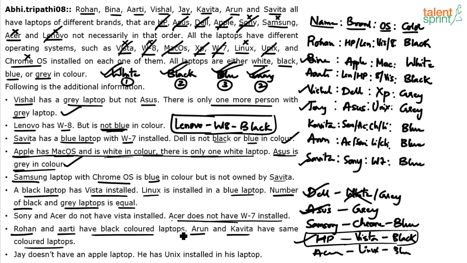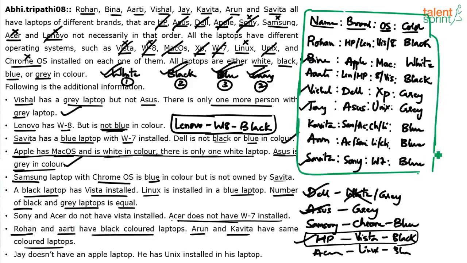That's also done. Rohan and Aarti have black color laptops. Yes. Arun and Kavita have same color laptops. Yes. Jay doesn't have Apple. He has Unix installed. Yeah. So I don't think there is anything that can be done now. There are multiple possibilities, between Rohan and Aarti. So this is the final answer in my view, unless there's something that I've missed out.